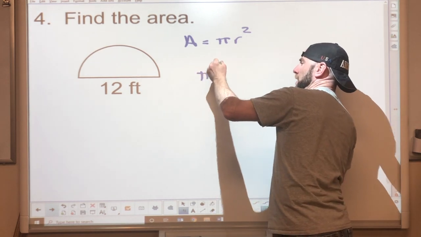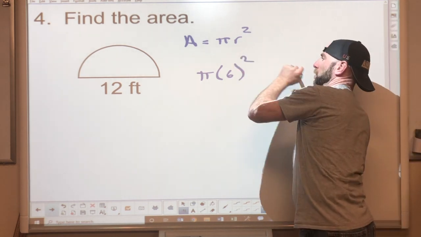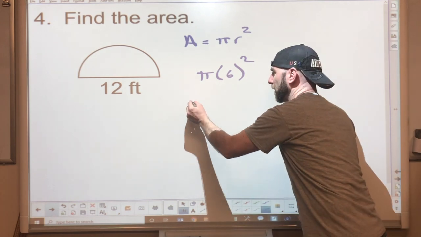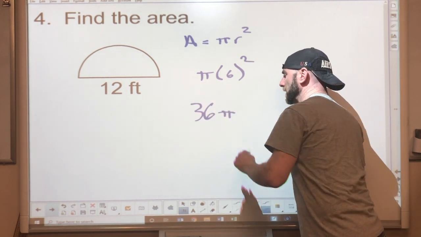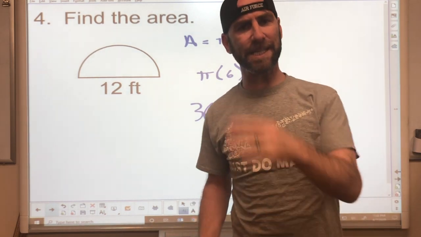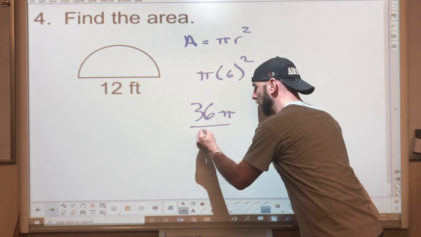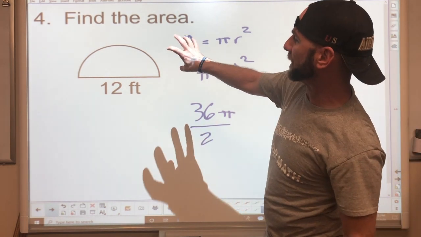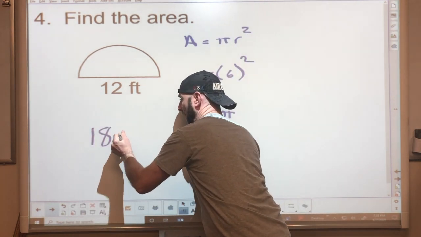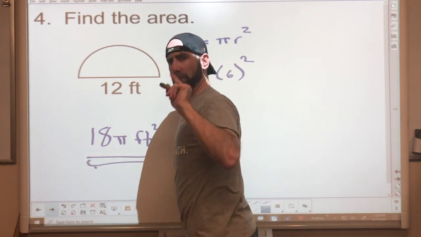So pi times 6, the radius squared. 6 to the power of 2 is 36. So we have 36 pi, but that's for a full circle. This is just a half circle, so divide that by 2. So the area of our semicircle is 18 pi feet squared. Good job, that's tough.